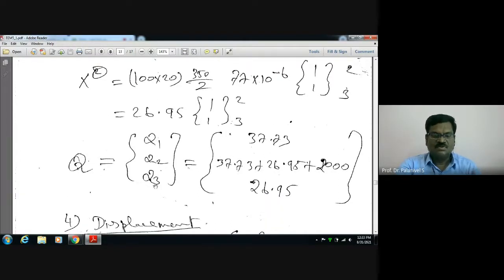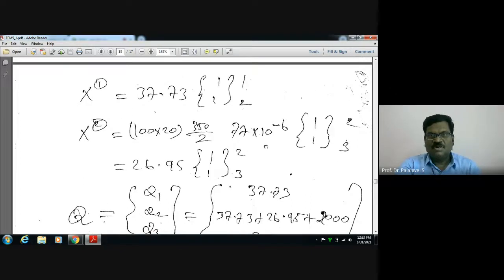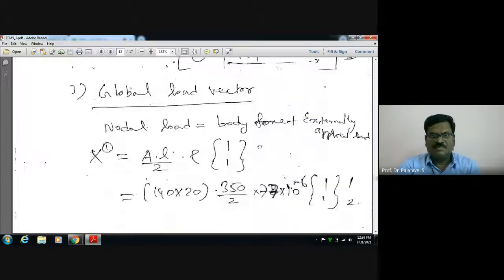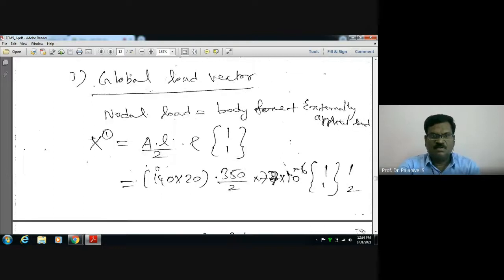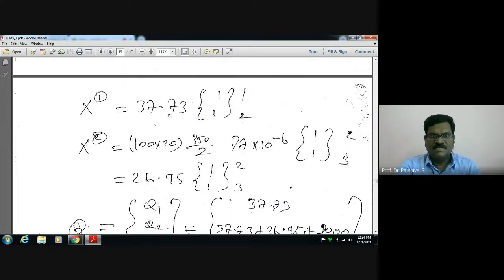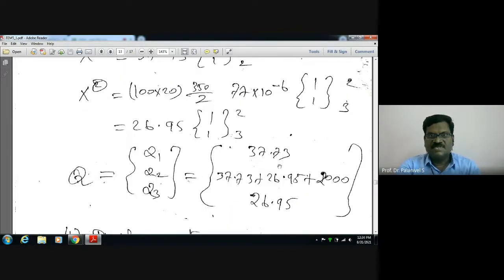Okay, the 3 nodes are there: 1, 2, 3. So Q1, Q2, Q3. At node 1, half the weight of the top bar goes there, which we obtained as the body force. That half weight of the top bar is 37.73.